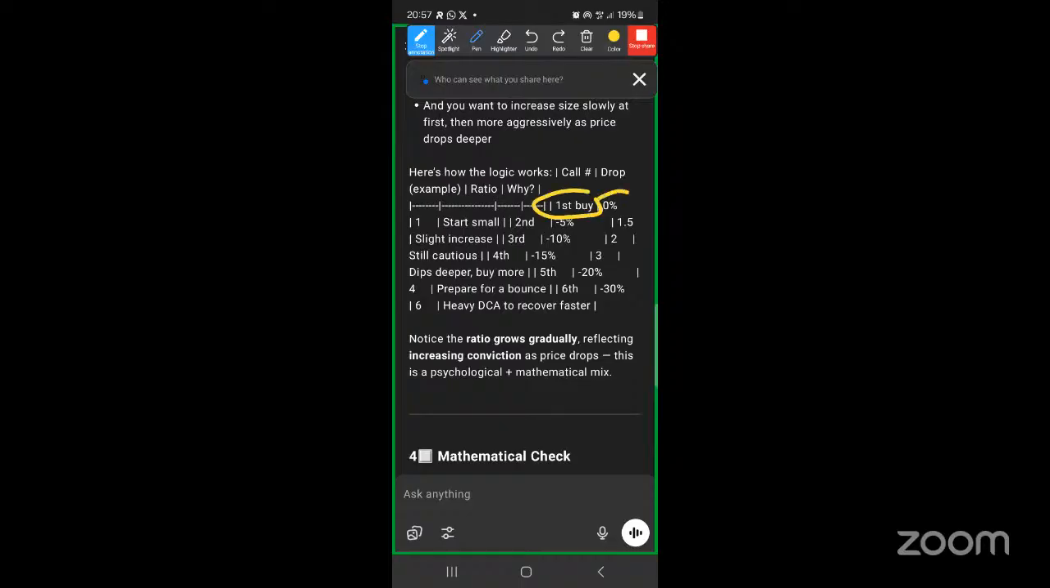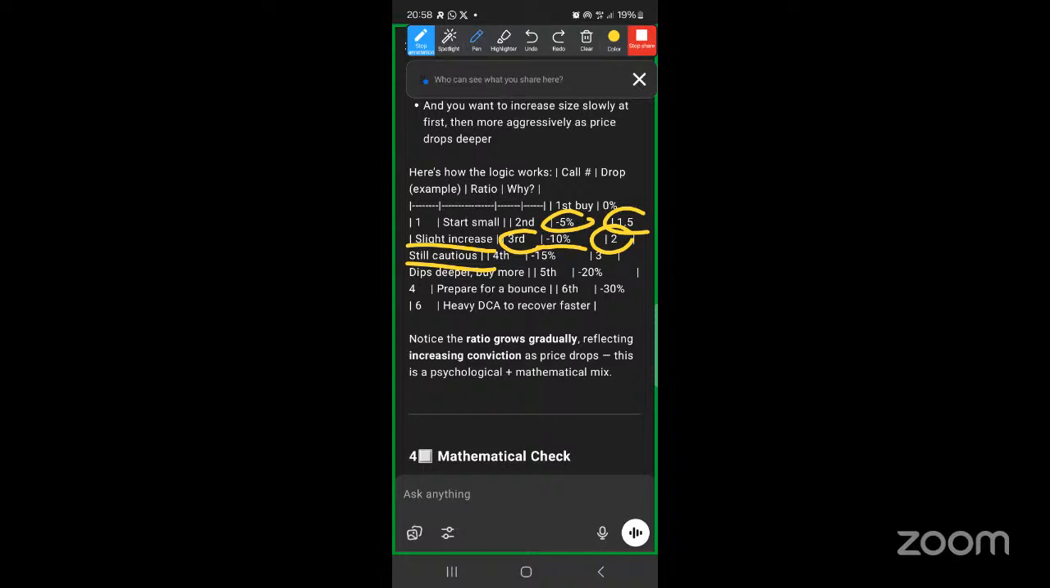First position, and then we have first buy-in amount. First margin call: we start small, meaning it is 1. Then the second margin call, we buy when the market goes to -5%, so we slightly increase the amount to 1.5. And then the third margin call, it is -10, and then we double. Still cautious. Fourth margin call, 15%, a little deeper.